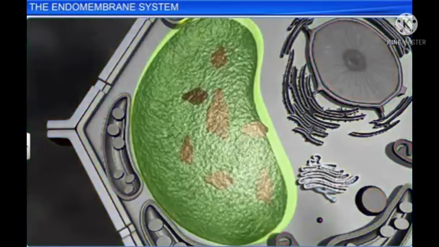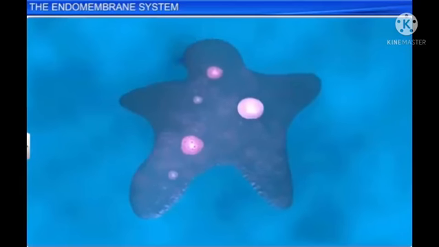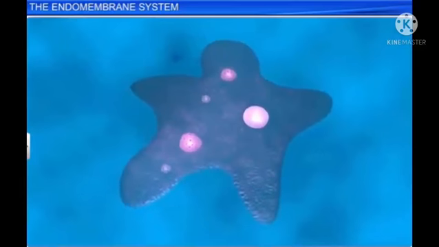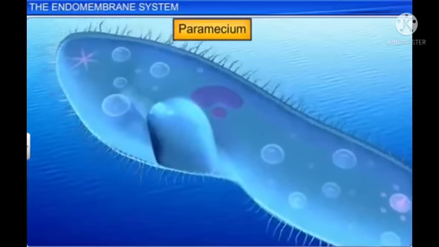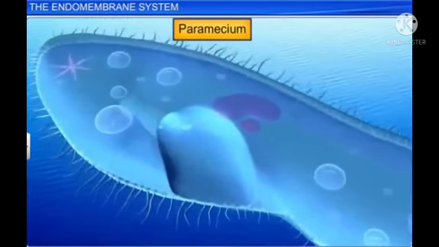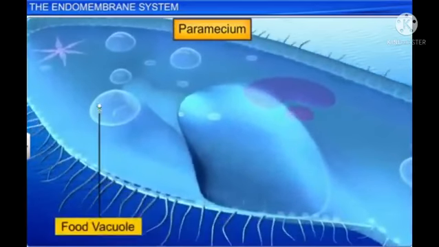These vacuoles also perform different functions. For instance, in amoeba, the contractile vacuole helps the organism excrete waste products and also in osmoregulation. On the other hand, in protists, food vacuoles formed by engulfing food particles provide nutrition to the organism.